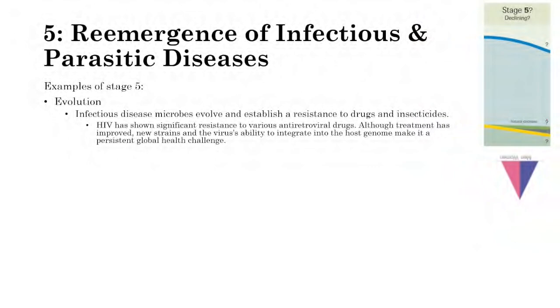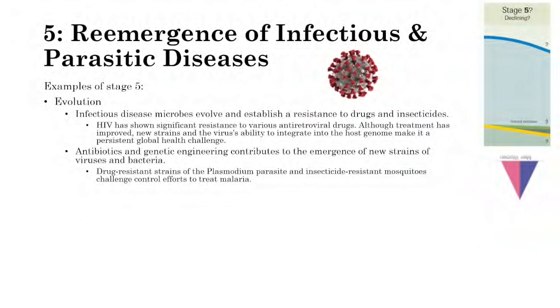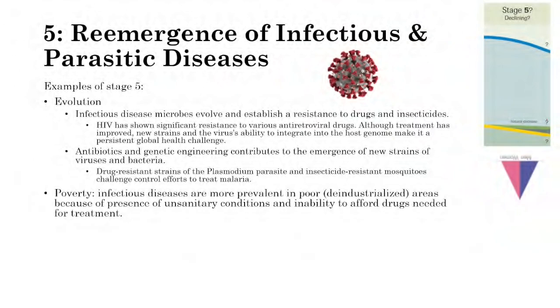And we see new strands develop, and the virus has the ability to integrate into the host genome and make it persistent as a global health challenge. Antibiotics and genetic engineering contribute to the emergence of new strains of viruses and bacteria. Drug-resistant strains of the Plasmodium parasite and insecticide-resistant mosquitoes challenge control efforts to treat malaria. Malaria has been around forever, and we found various ways to treat it and eliminate it in certain areas, but we see that there are new parasites and new strains of malaria that are resistant to the drugs we have, so we have to develop new ones as a response.